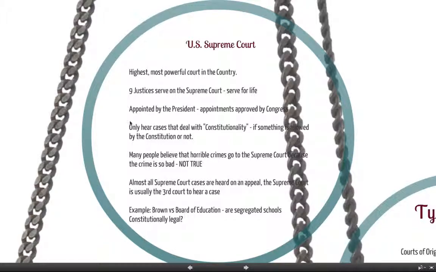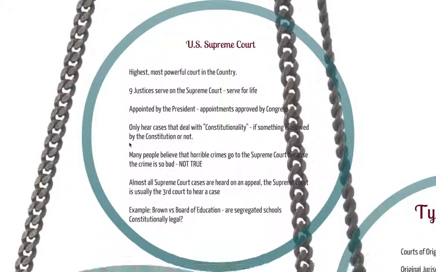And the Supreme Court, this is the big one right here. So if you're going to pay attention to anything on this slide, this would be the one that I want you to pay attention to. The Supreme Court only hears cases that deal with constitutionality. So the question in the court has to be, is this allowed by the Constitution or not? And then it could go to the Supreme Court. Many people just think that because it's the most powerful court, they'll deal with the worst crimes. Like if somebody was brutally murdered, then it could go to the Supreme Court. Well, that's not the case. They only deal with issues that deal with the Constitution.